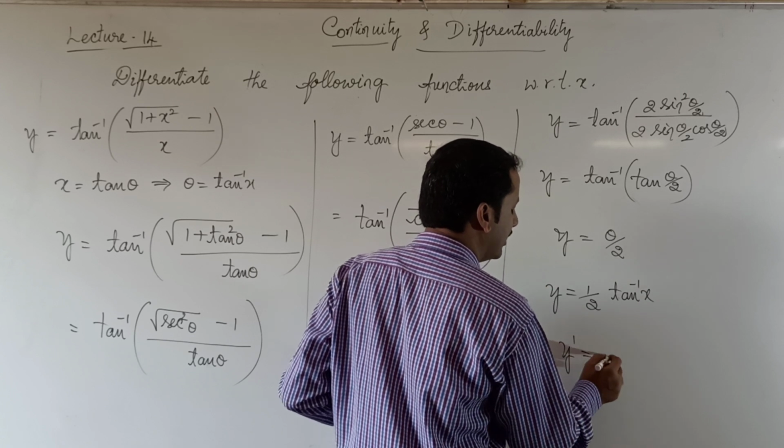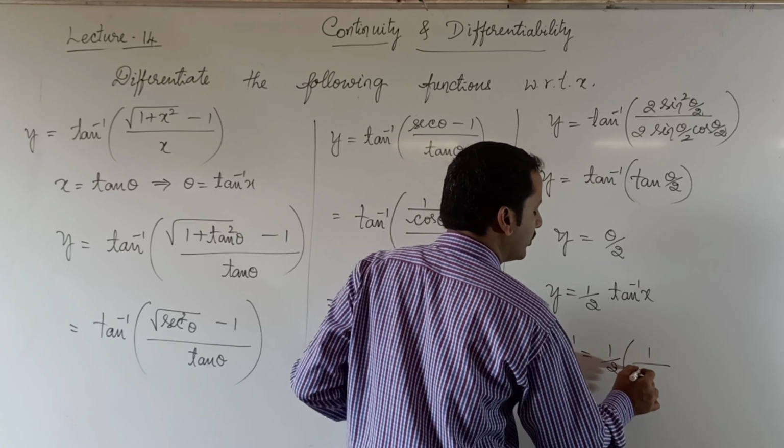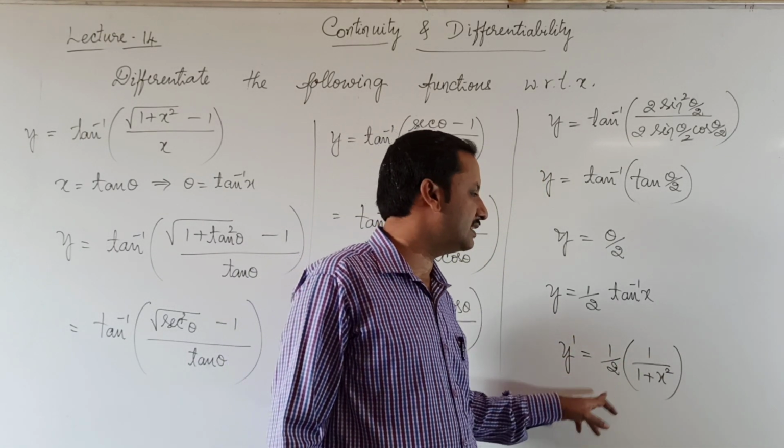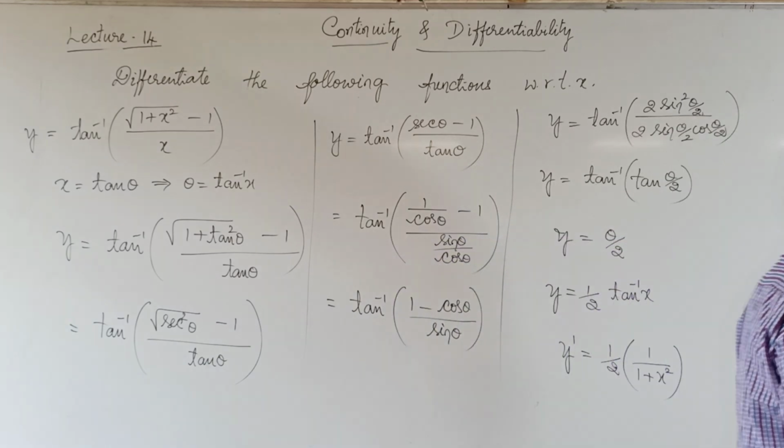Now if you differentiate, y dash is equal to 1 by 2 into 1 by 1 plus x square. 1 by 2 is a constant, it will remain as it is. The derivative of tan inverse x is 1 by 1 plus x square.